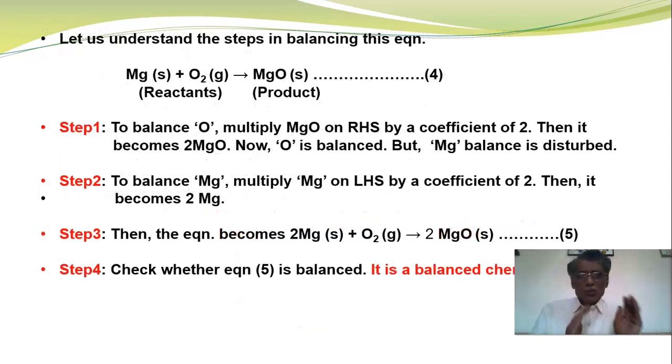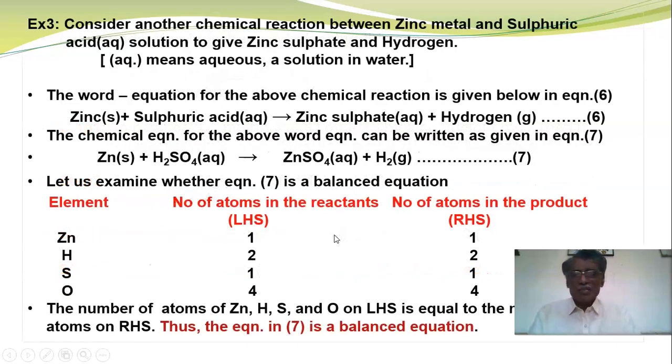To balance O, multiply MgO on the right hand side by a coefficient of 2. Then it becomes 2MgO. Now O is balanced, but Mg balance is disturbed. To balance Mg, multiply Mg on LHS by a coefficient of 2. Then it becomes 2Mg. Then the equation becomes 2Mg plus O2 gives rise to 2MgO. It's a balanced chemical equation.